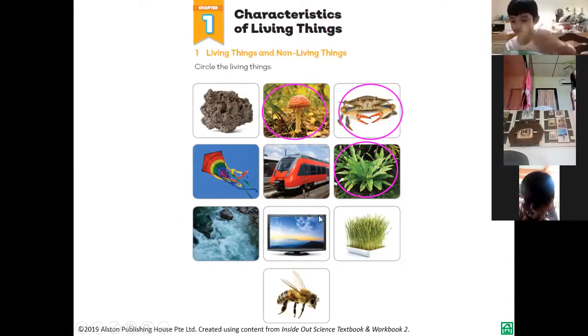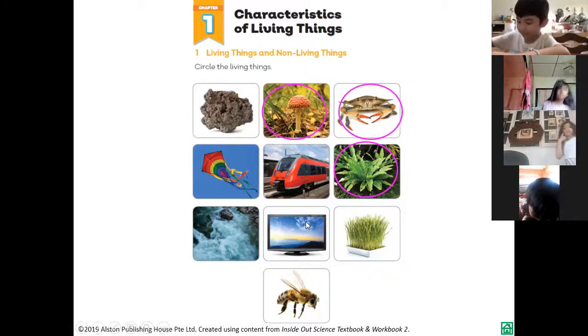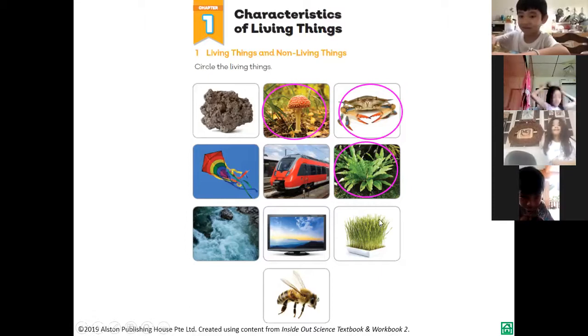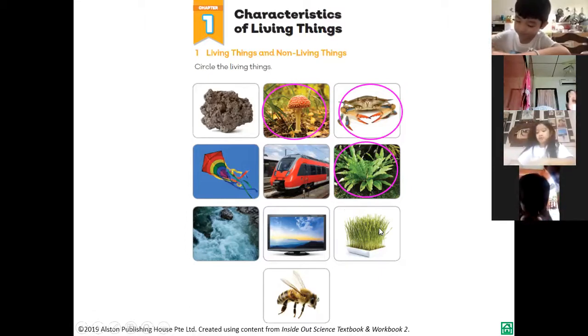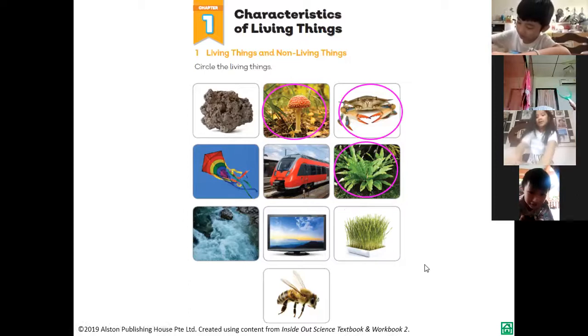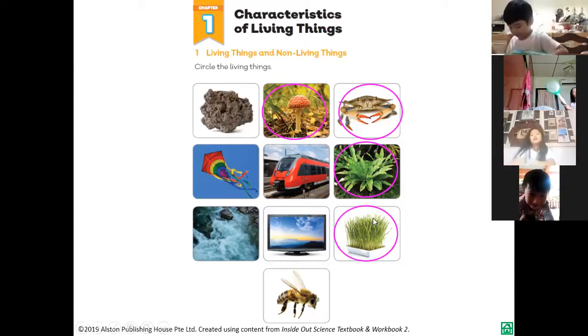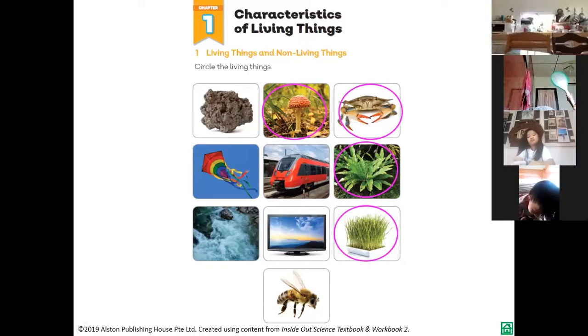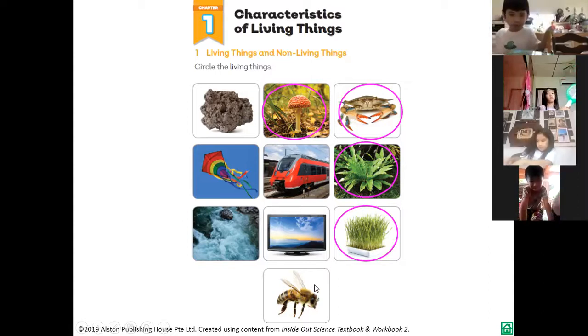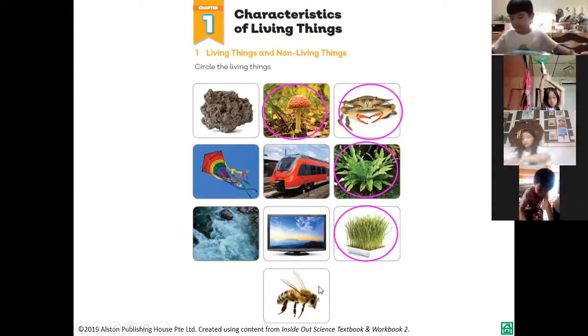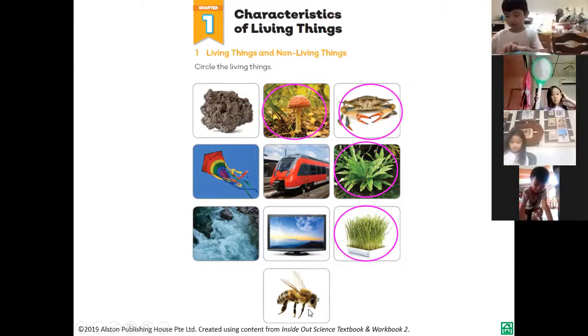What about TV? Is it living or non-living? Non-living. What about this one? Is it living or non-living? That's living. So this one is a living thing. That's a bee. What about the bee? Is it living or non-living? Living. So you circle living.